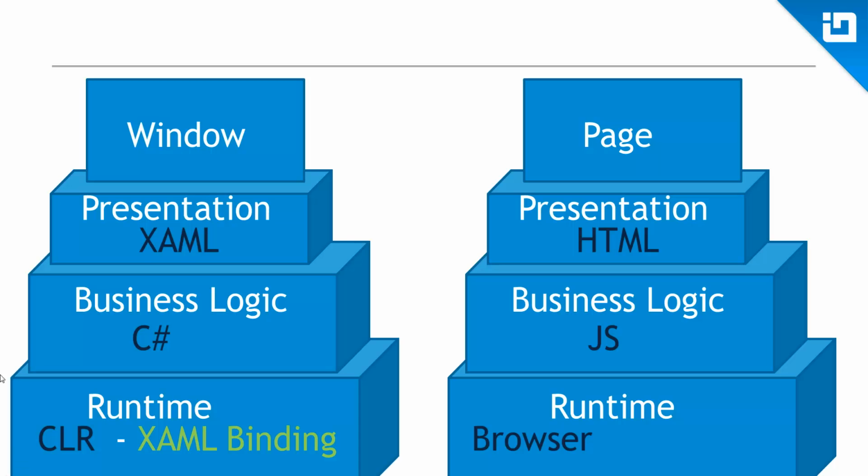So let's just take a step back and look at this picture. So what do you see that's missing here? So you can see everything compares one-to-one. You have a window on the WPF side, you have a page on the SPA side. You have XAML, HTML, C#, JavaScript. You've got the CLR runtime, and then you have your browser. So what's missing on the SPA side is something that handles the data binding. So what we're going to do is use Knockout, which is a JavaScript library that handles data binding.